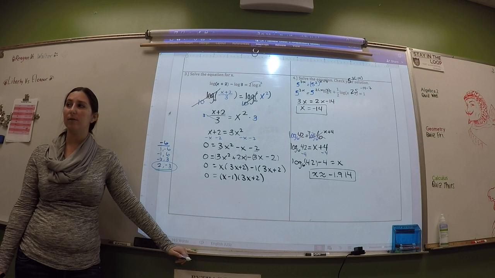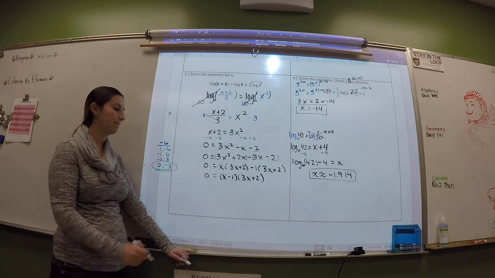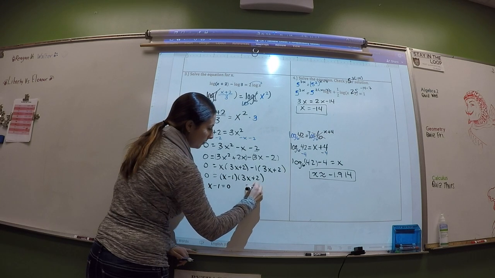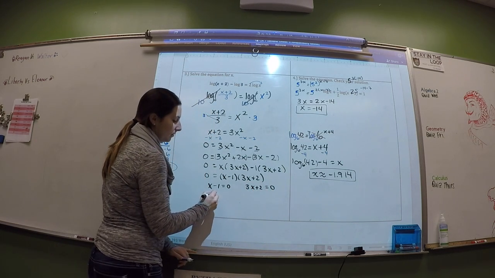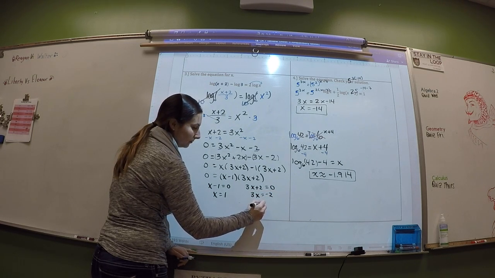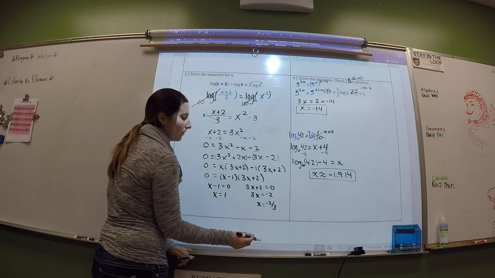After you factor, what do you do? It said equals 0. Set both of them equal to 0. So x equals 1, and then it'll be 3 over negative 2, no, negative 2 over 3. Or negative 2 over 3, sorry.